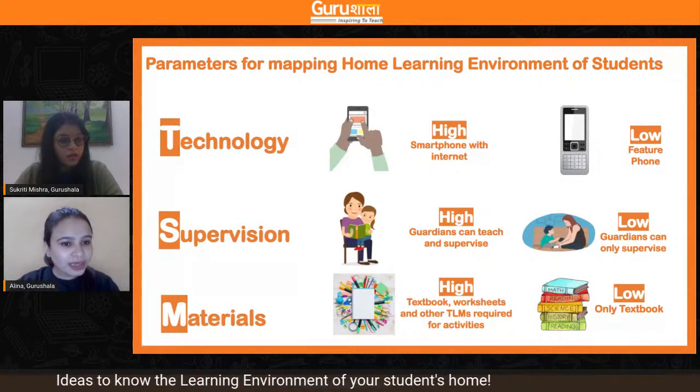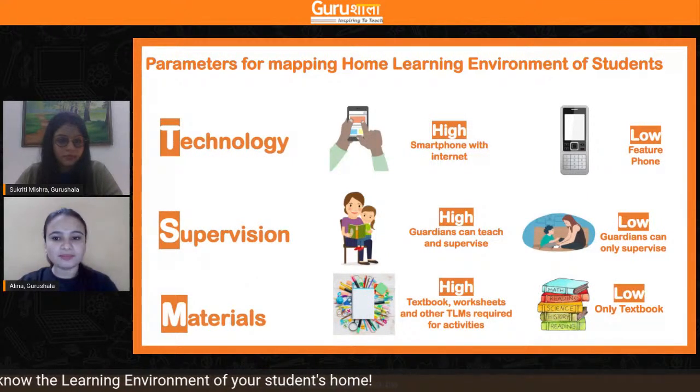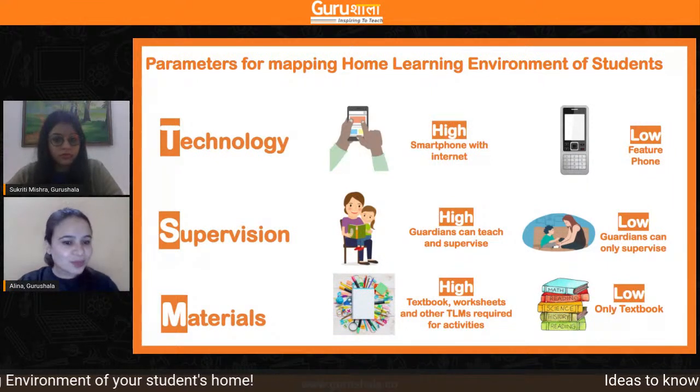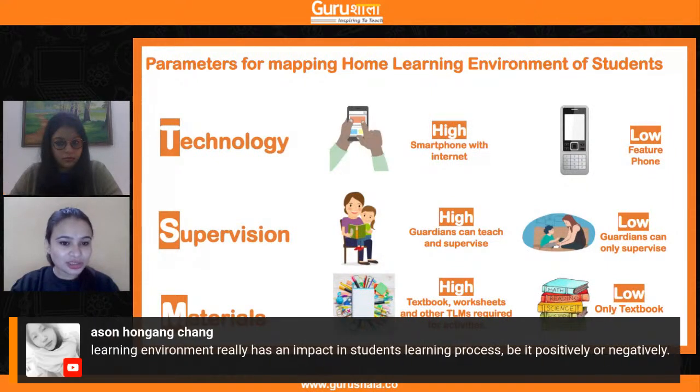So, Kriti, before we move ahead to our next topic, here is one suggestion that we would like to acknowledge. Our teacher Ason Honggang has shared with us that the learning environment really has an impact on students' learning process, be it positively or negatively. We completely agree with you, ma'am, because we are also talking about how the learning environment has a huge impact.